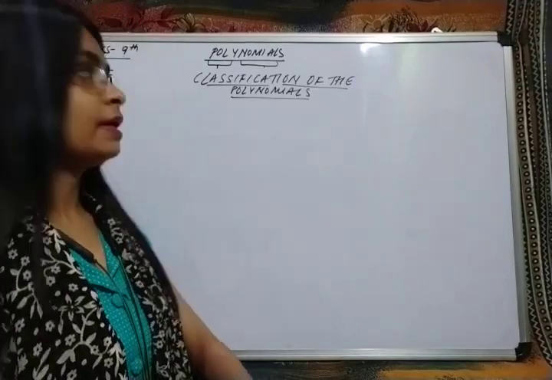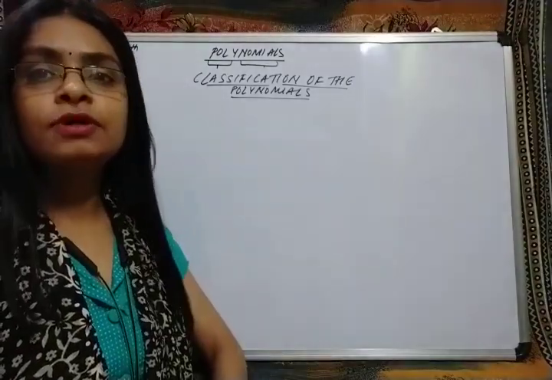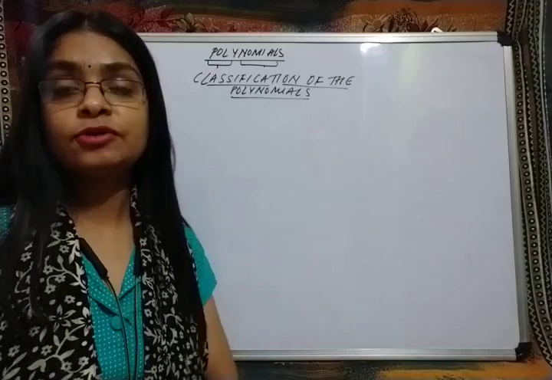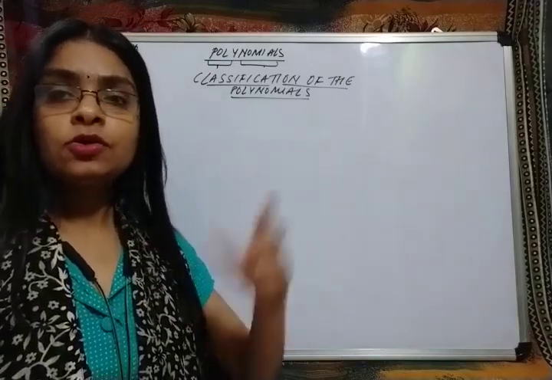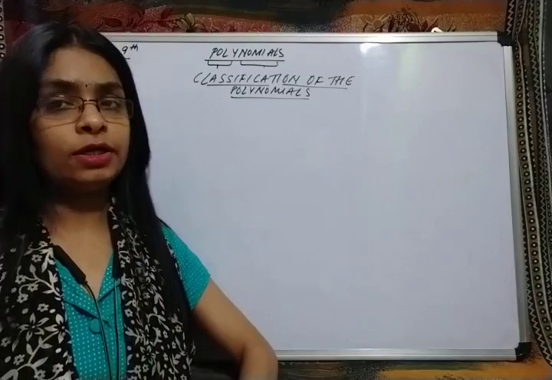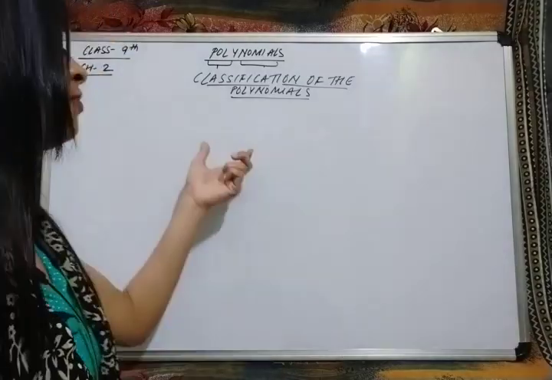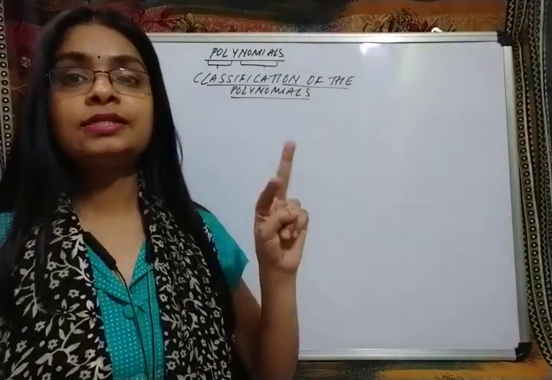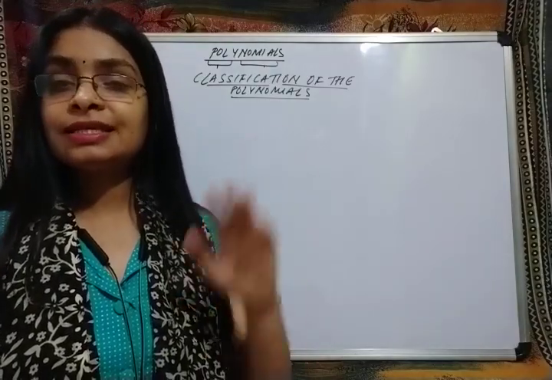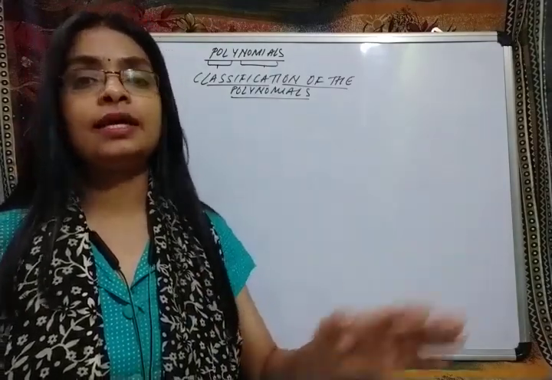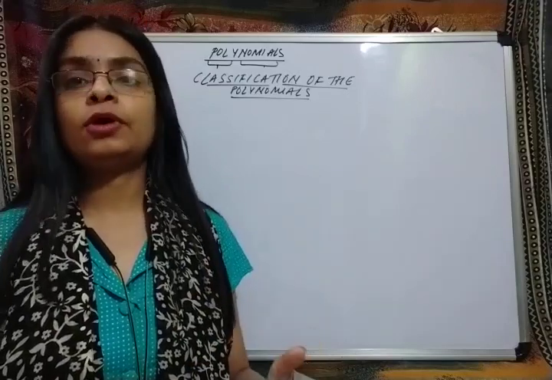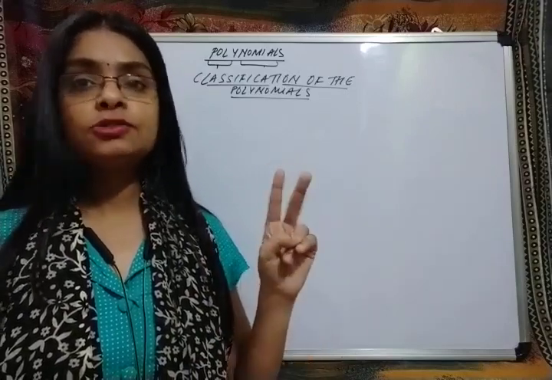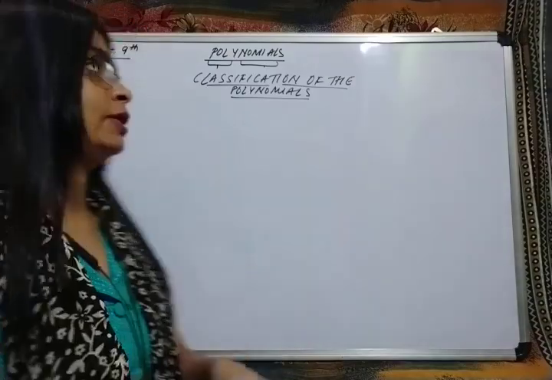Now the next topic is classification of polynomials. There are various types of polynomials, and according to that we give them names also. So we are going to classify the polynomials. We can classify polynomials on the basis of 2 things: the first is the number of terms, that is, how many terms are there in the polynomial, and secondly, the degree of the polynomial.